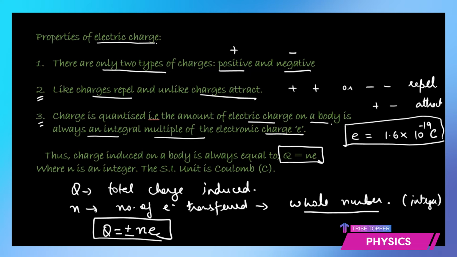Why this plus or minus? Because positive and negative charges are created simultaneously. One body is losing electrons and the other is gaining electrons, so both bodies acquire an equal amount of charge, just with opposite signs. So this equation, Q equals ne, is very, very important.